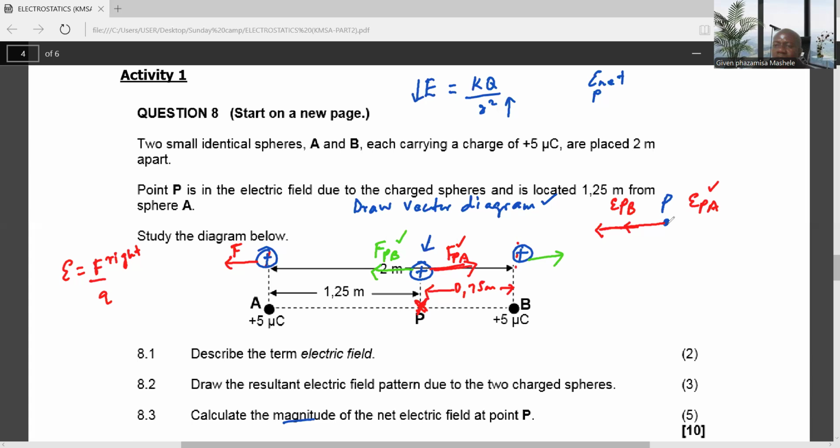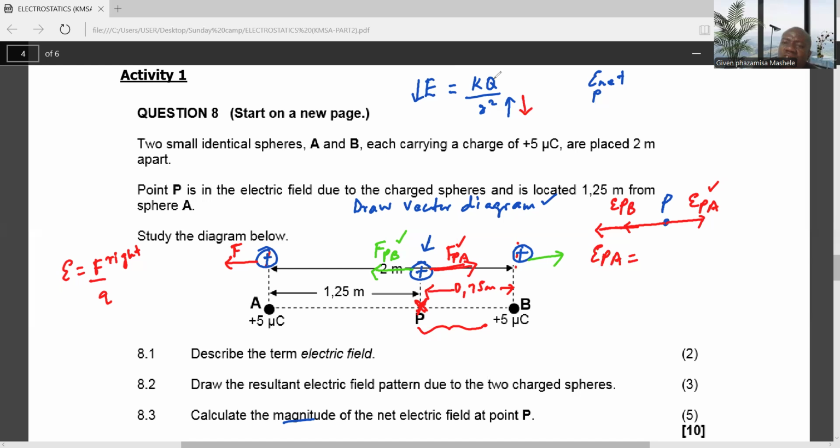It will be small. Why? Because the distance between P and B is 0.75. Remember I said the higher the distance, the smaller the electric field strength, which means if the distance is smaller, the force will be higher, and even the electric field will also be higher. So now, first of all, we can calculate the electric field at P due to A. We're going to use this formula.